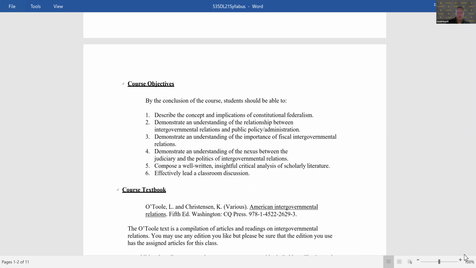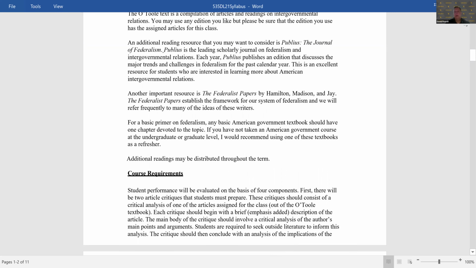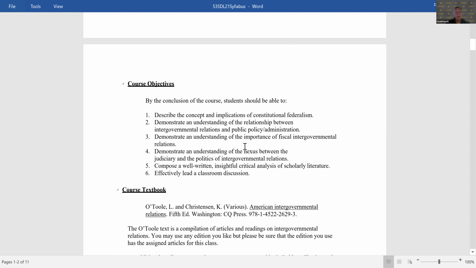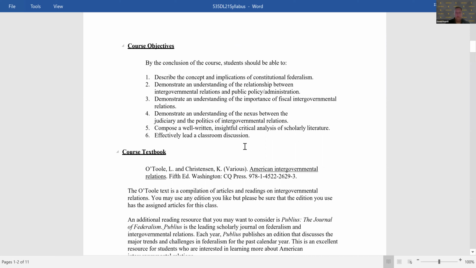The textbook for the course is the O'Toole textbook. With the O'Toole textbook, you can use any version that you would like, any edition that you would like. Just make sure that the articles are in that edition that you are using, because there are certain articles we're going to be reading. You're going to have to make sure that you have access to those through the O'Toole textbook.